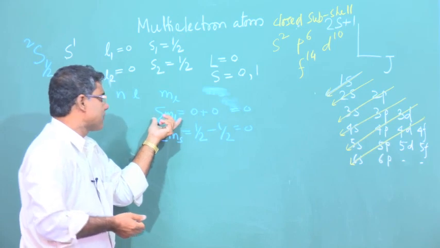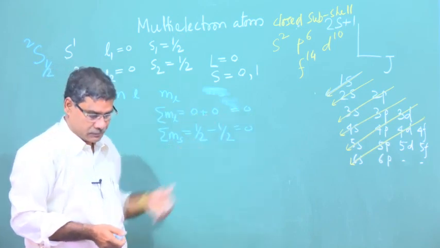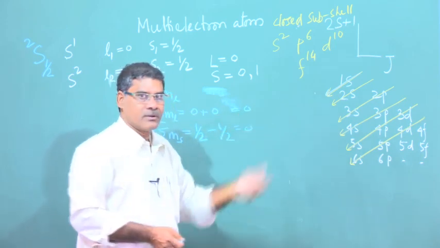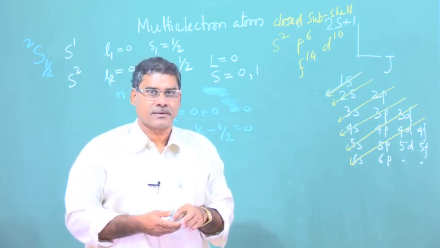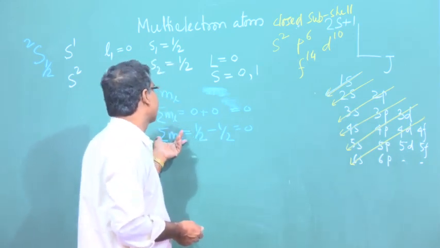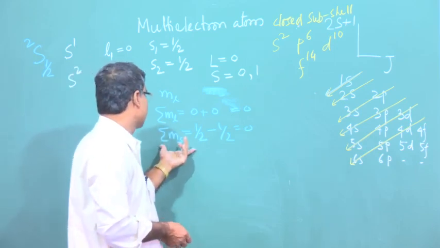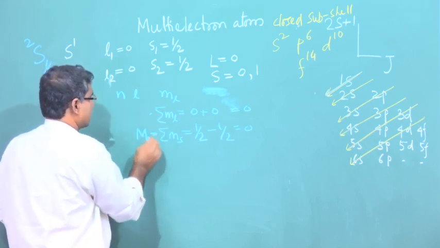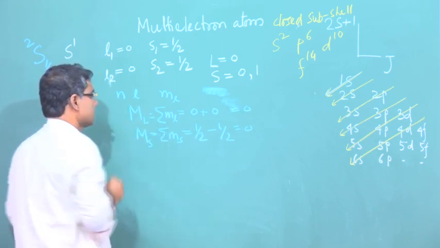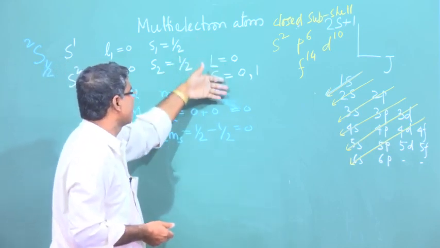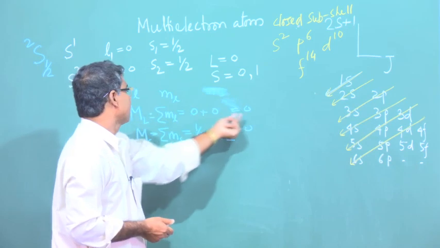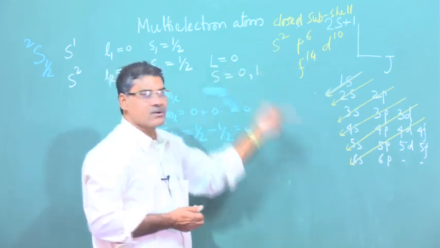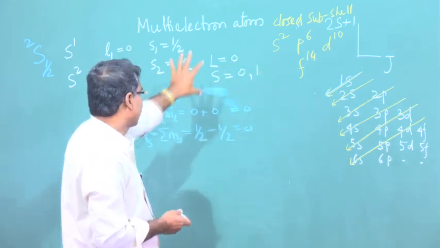So, the significance of the summation: whatever summation we get, to get summation of ML equal to 0, L has to be 0, right. To get the summation of MS, the resultant MS, we generally write capital MS, and for the resultant ML we write capital ML. So capital ML will be 0, that means L is 0. If L is 0, capital ML will be 0.